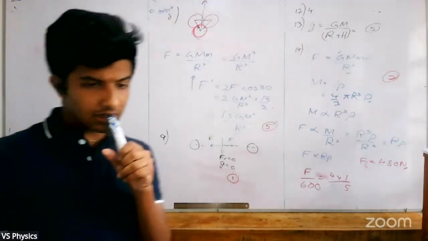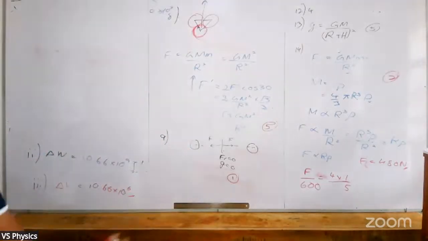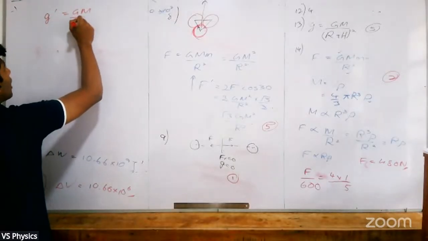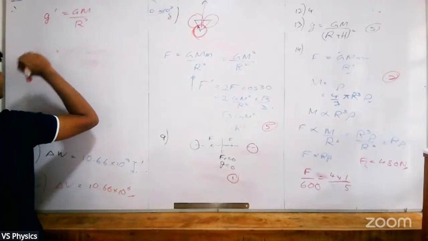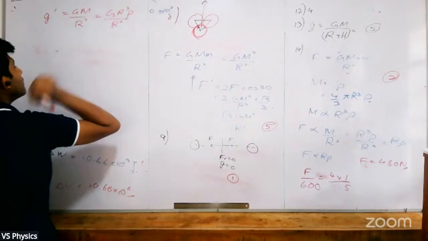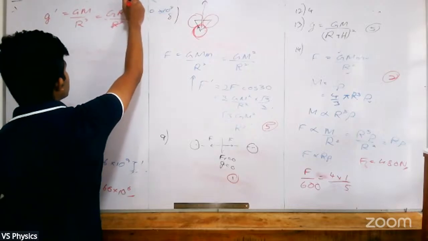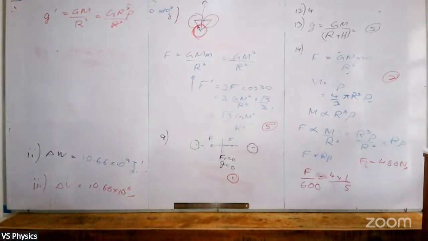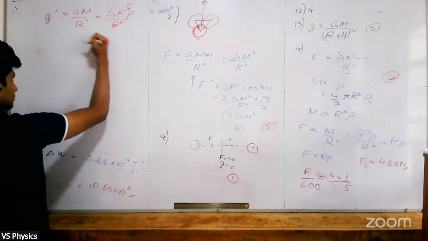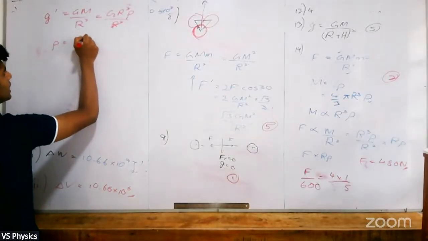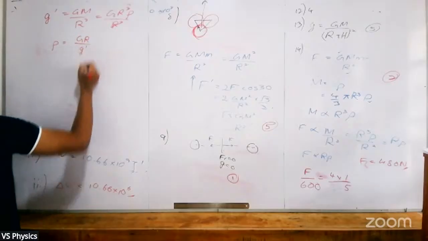Actually, what they have given is gravitational acceleration, right? So we can directly write g dash is equal to GM divided by R squared, which is equal to G R cubed rho divided by R squared, which can get cancelled off like that. They are asking for density rho. Rho is equal to g R divided by g dash.